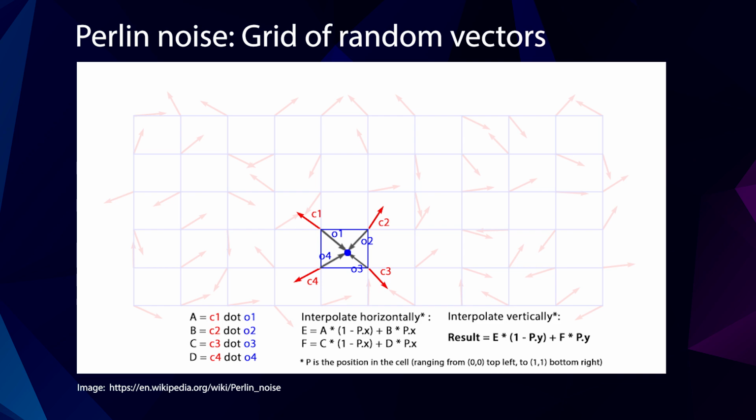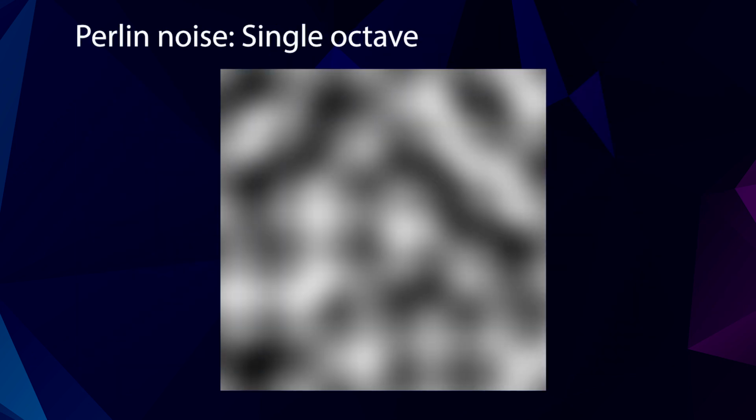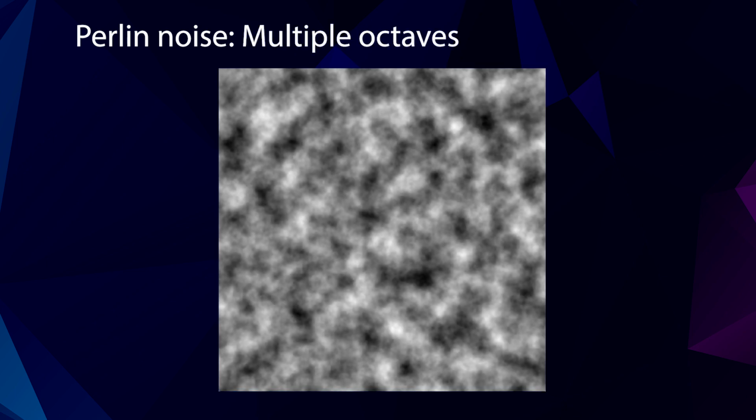If you create a texture using this and you do this for every pixel, you get something like this. It doesn't look too bad, but it also doesn't really look like something that we could use to generate terrain. However, if we do multiple iterations of this algorithm per sample and choose different cell sizes and use different weights to add all the results together, we get something like this.